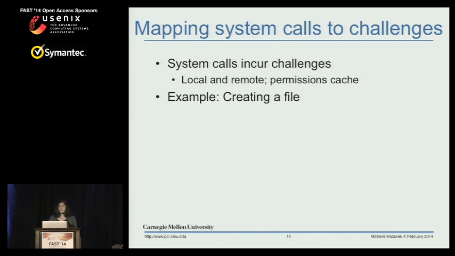And we maintain a permissions cache so that if you've accessed a file recently, you don't have to make the same proof again within the time frame. You can just use that permission which has been cached.